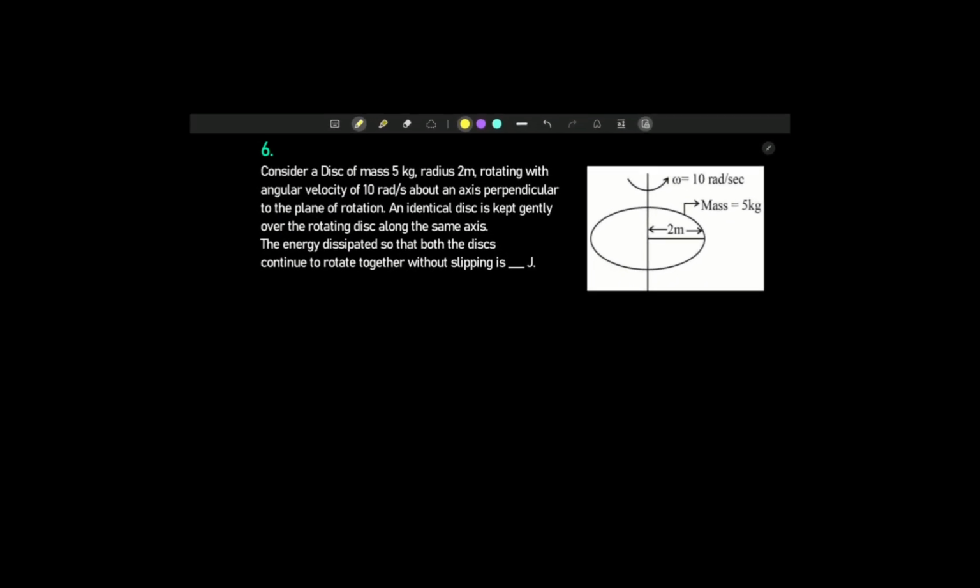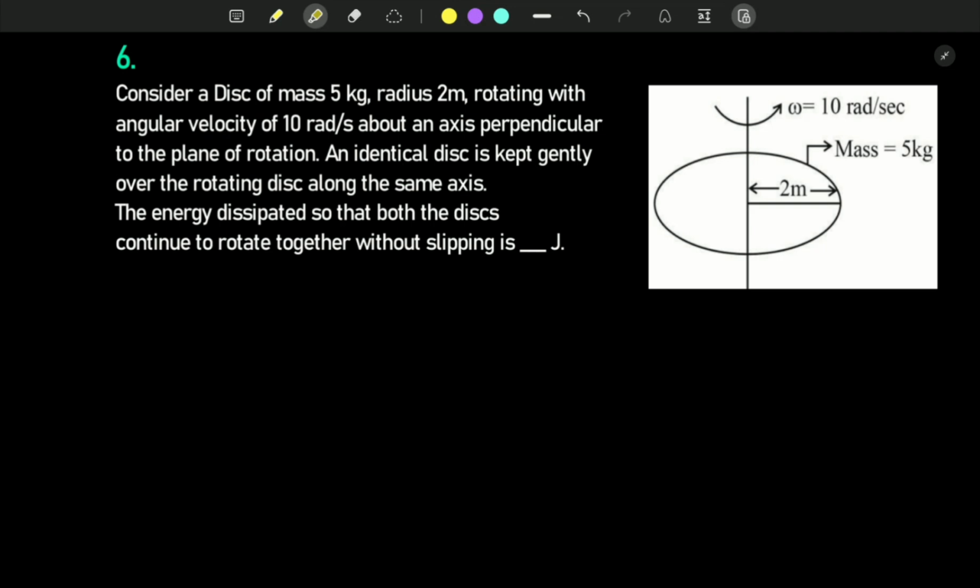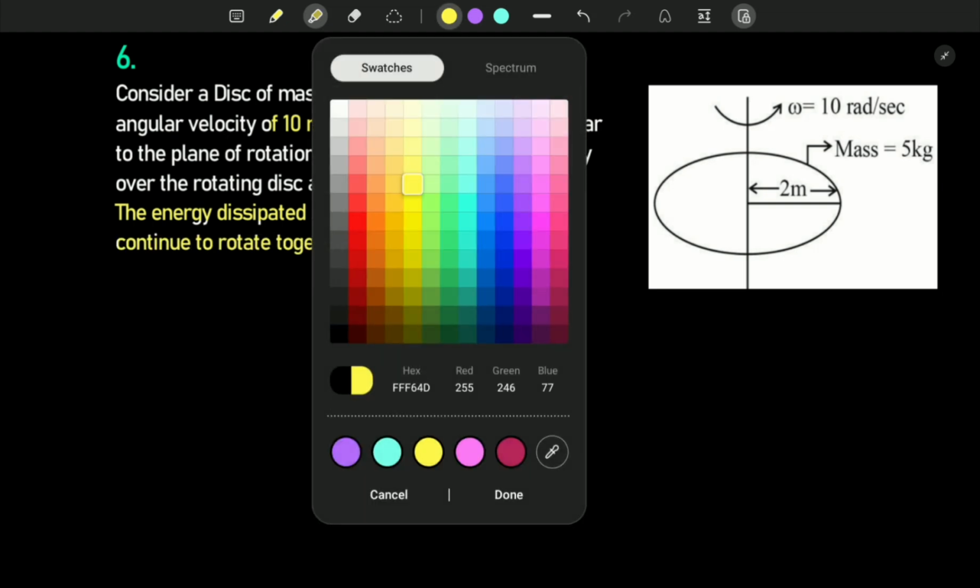Now let us see what this question says. Consider a disk of mass 5 kg, radius 2 meter, rotating with an angular velocity of 10 radians per second about an axis perpendicular to the plane of rotation. An identical disk is kept gently over the rotating disk along the same axis. The energy dissipated so that both the disks continue to rotate together without slipping is. So basically we are given the diagram.